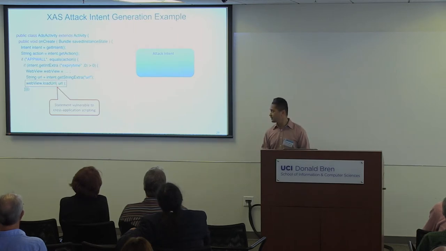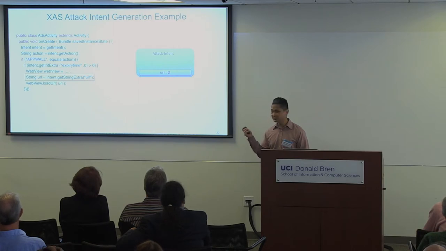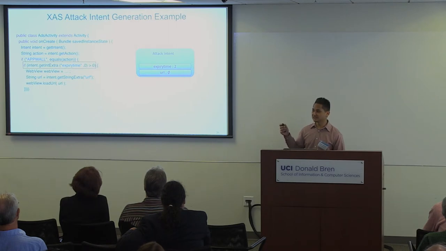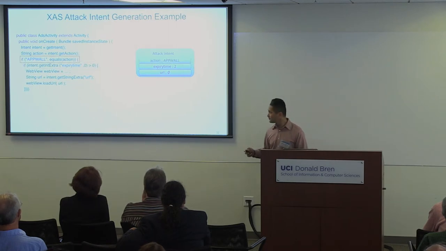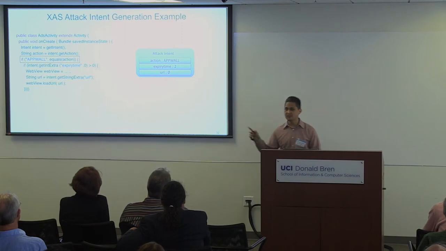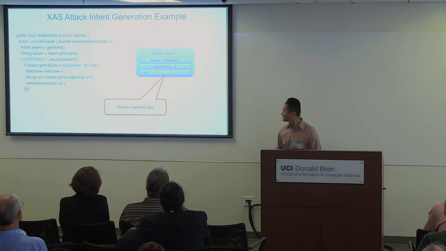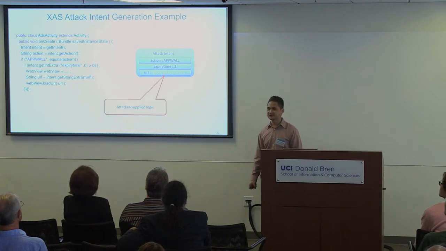So here we go. We just started with this particular vulnerable statement. And first we identify that you need a URL attribute here. It starts as empty. We'll supply one later. The expiration time needs to be greater than 0, so here we'll just set it to 2. And the action needs to be app wall. This is an ad activity, so the activity is intended to show some ads. And app wall just simply means we'll let the ad use up your entire screen. And then we'll install a malicious URL, so this fake Facebook URL, for example.